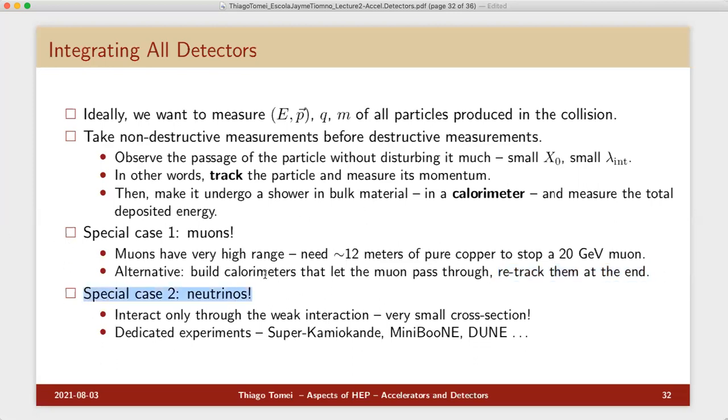The second special case is the neutrinos. Neutrinos interact only through the weak interaction. They are neutral leptons, so they don't interact through hadronic interactions. They are neutral, so they don't interact through electromagnetic interactions. So they have very small cross sections. They are almost ghosts. Every second, zillions of neutrinos go through the Earth, go through your body, and you don't even notice. So to detect neutrinos, you really need dedicated experiments, stuff like Kamiokande, MiniBooNE, and JUNO.